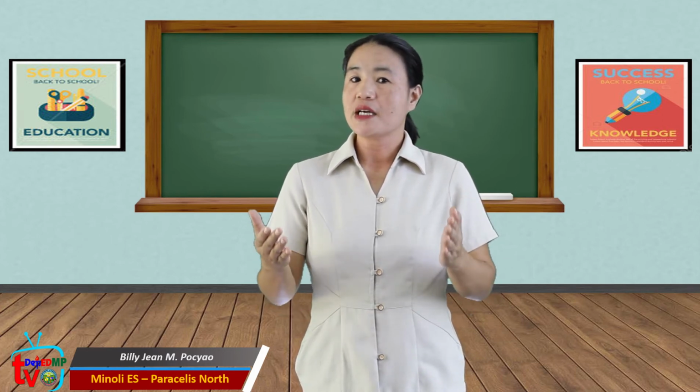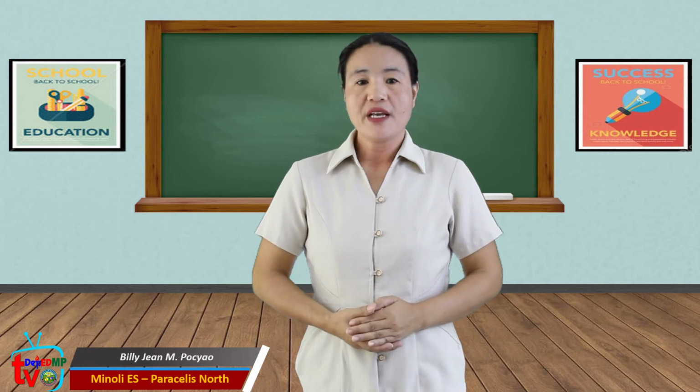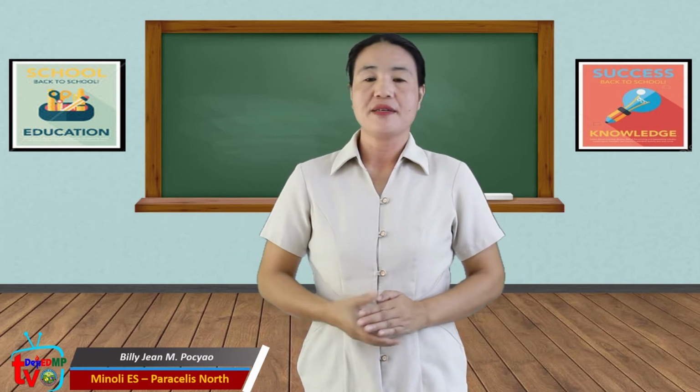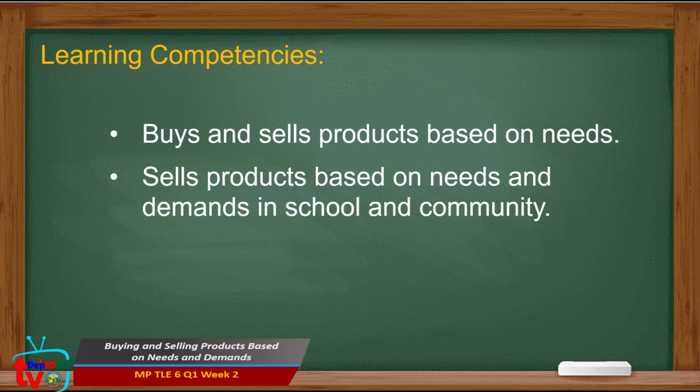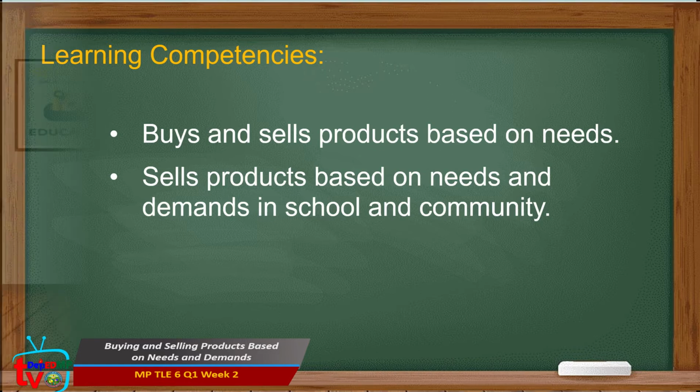For you to understand better the things, you will be guided with the following objectives. First, buys and sells products based on needs. Second, sells products based on needs and demands in school and community.